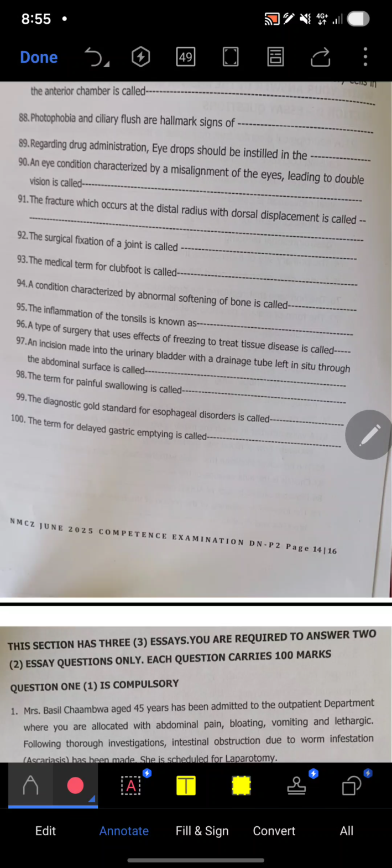esophagogastroduodenoscopy, or simply known as upper endoscopy. So either of the two words is acceptable. 100. The term for delayed gastric emptying is called gastroparesis. So that is how we can answer the multiple choice, the one-word answer, multiple choice, and the cross-match.